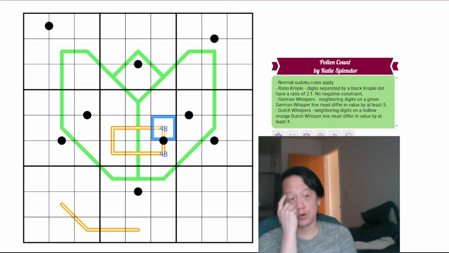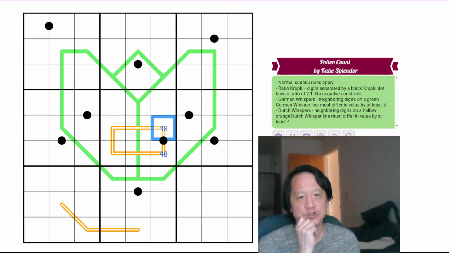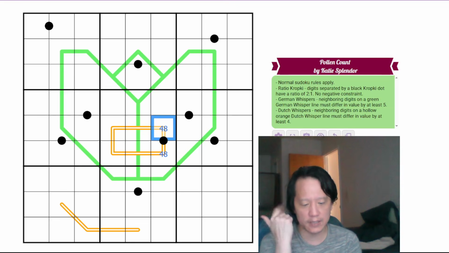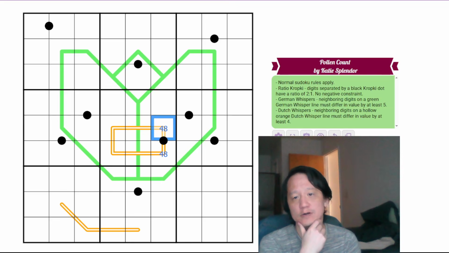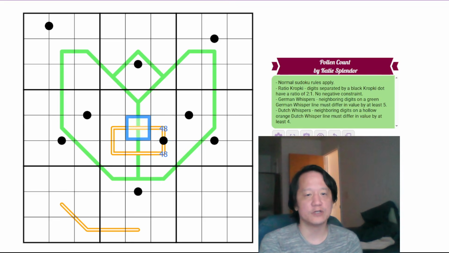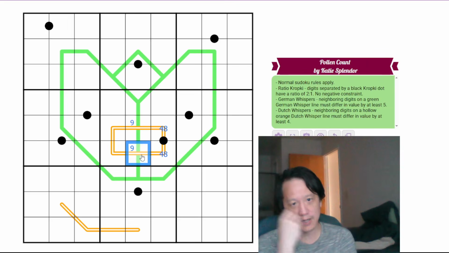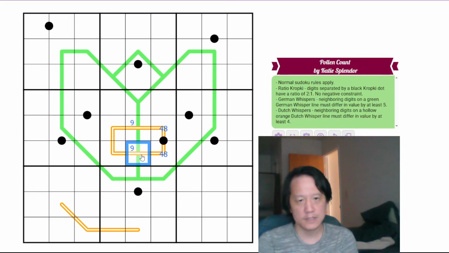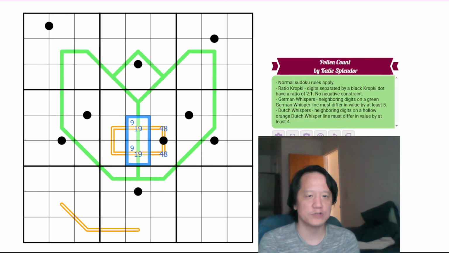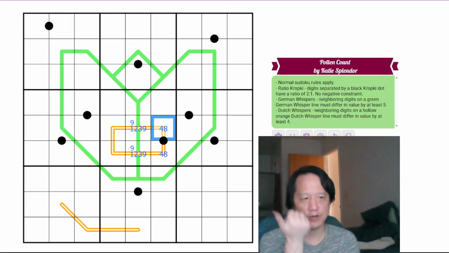Well, the 4 is going to have to be next to 8 and 9 on the Whisper 4 line, right? Because those are the only digits which are 4 or more away from 4. So whichever 4 is here, the 9 has to be one of these digits. So 9 has to be one of these, and that must be with 1, 2, or 3 here, because 8 can be next to 1 through 4 as possibilities on a Whisper 4 line.